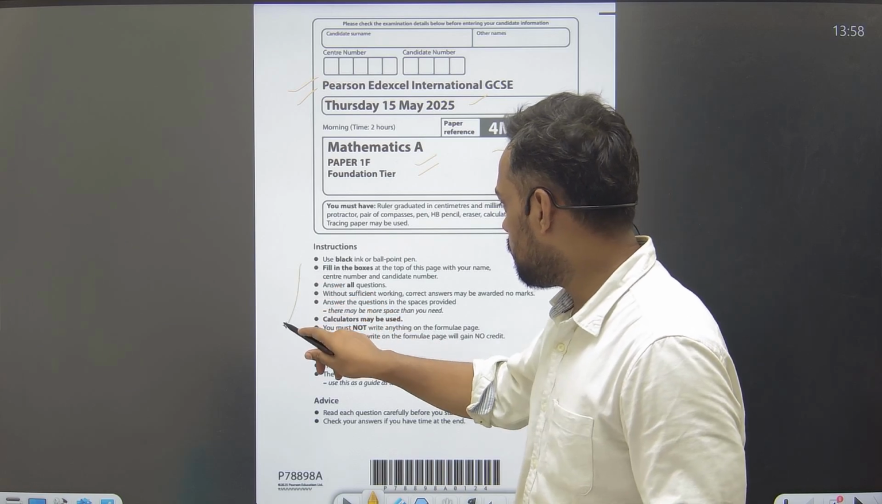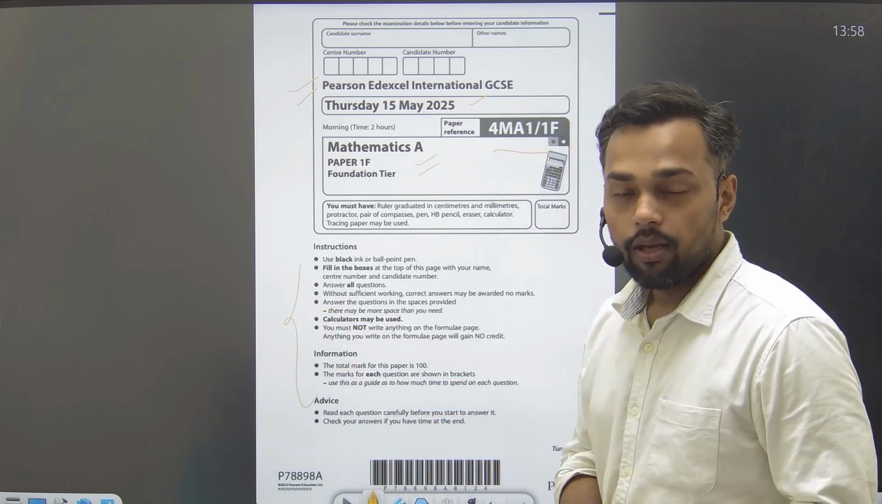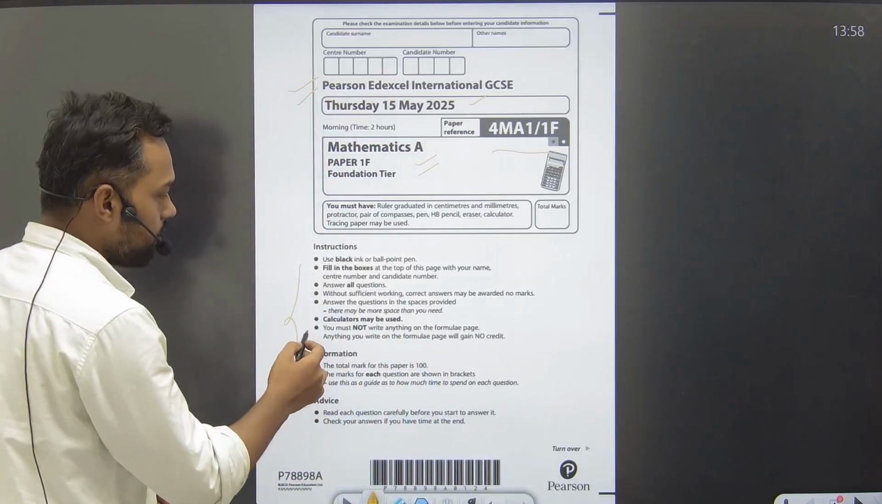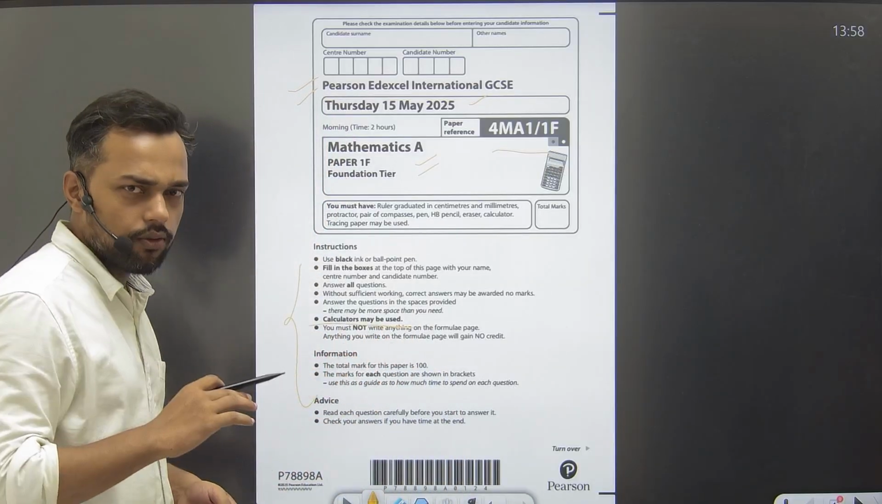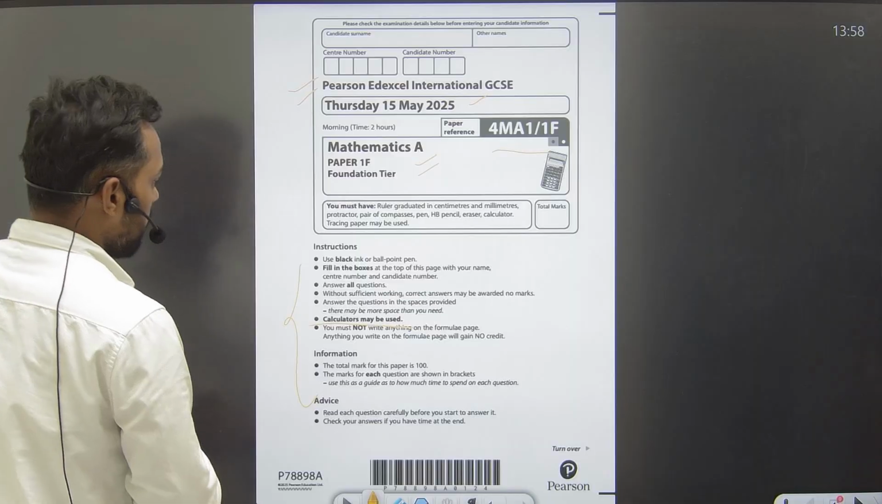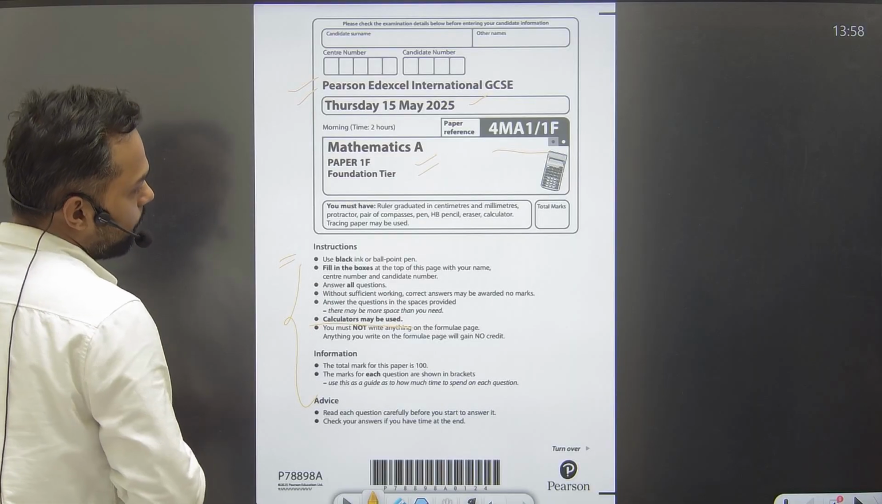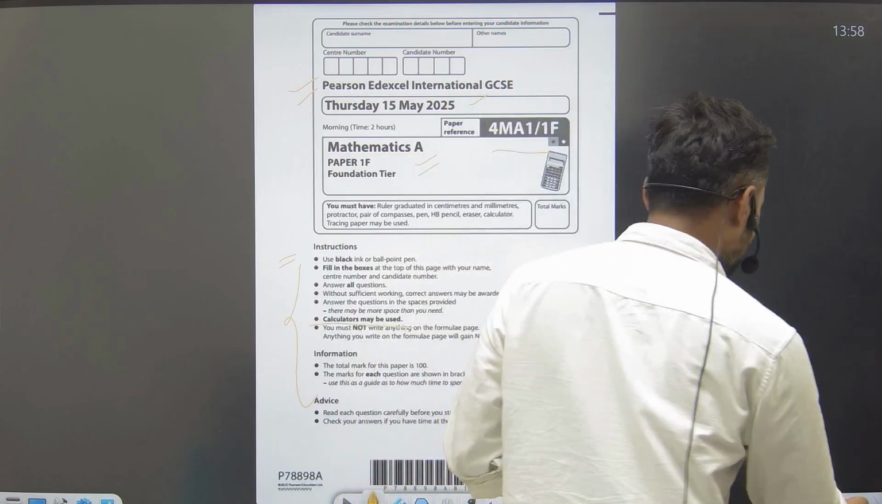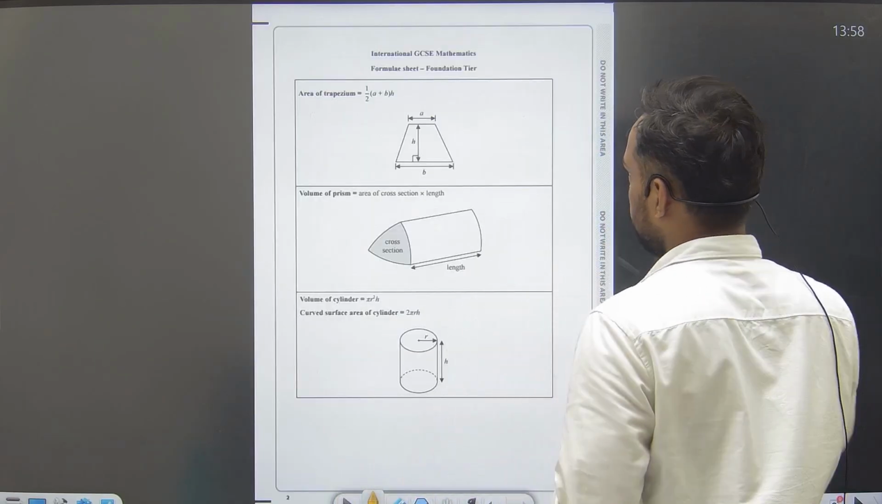Here you need to read the instructions properly before attempting any type of question paper. They have told that a calculator may be used, and we also know that a calculator is allowed in these papers. Only black ink or ballpoint pen can be used. So let's do this question paper.